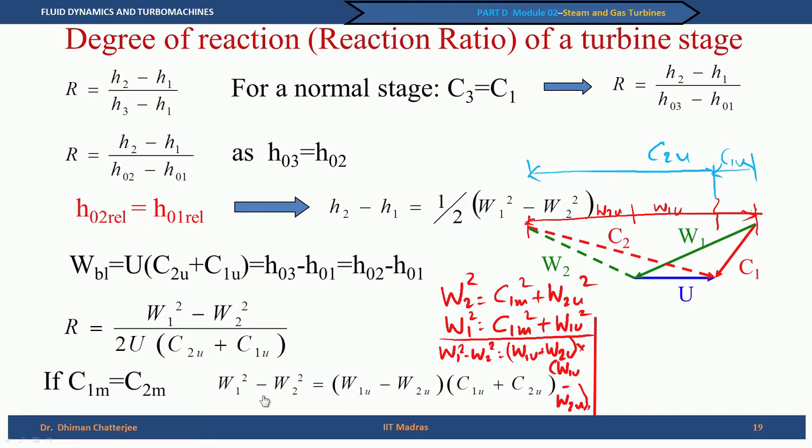So, you see that W1 square minus W2 square is (W1u minus W2u) times (W1u plus W2u), and W1u plus W2u is nothing but C1u plus C2u. So, we can say that the degree of reaction R then becomes (W1u minus W2u) whole divided by 2u.